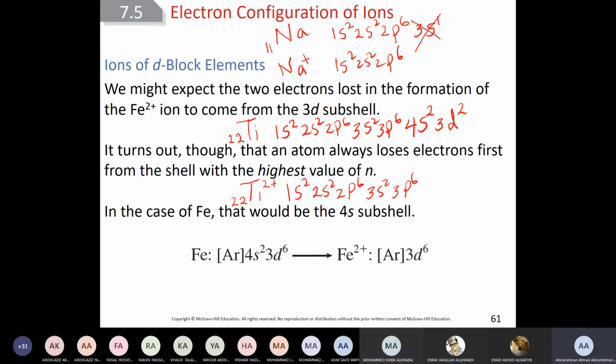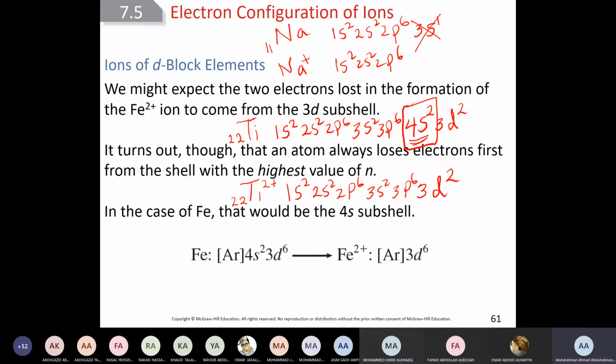In transition metals, you delete the 4s electrons, and then this will be 3d2. You get rid of 4s2 always before you take from D. Is this clear? Why? That's the property. There is no why, actually, no reason.